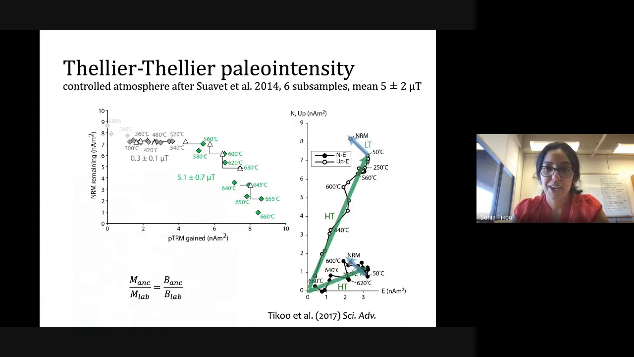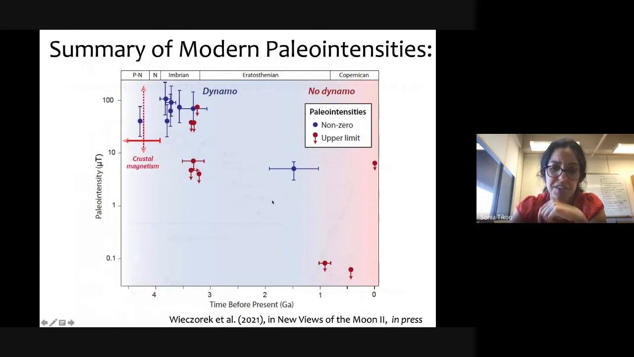And we were actually able to do what's called the Thellier-Thellier paleointensity determination for this rock. This is the method that's typically used on Earth rocks, but we weren't able to do it on lunar rocks prior to the controlled atmosphere oven. And we found evidence that this rock recorded a 5 microtesla magnetic field on the moon 1.3 billion years ago. So this is a more updated version of modern lunar paleointensity studies.